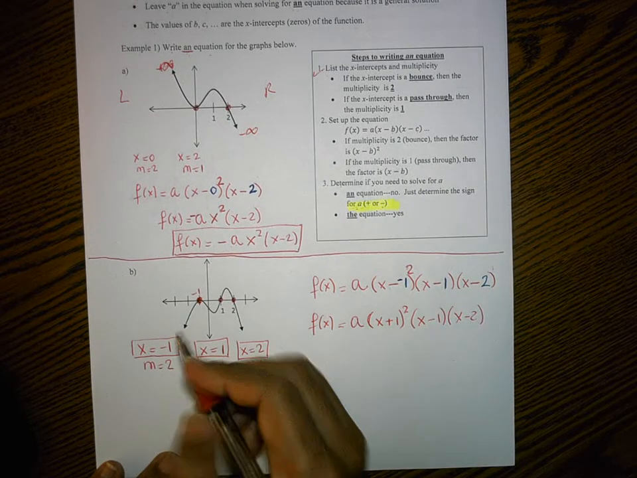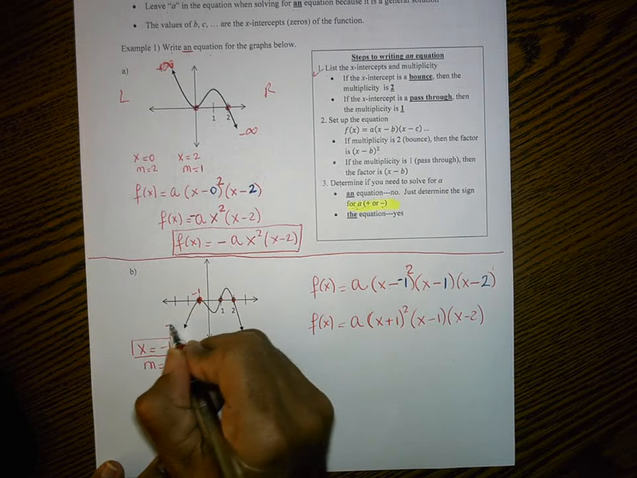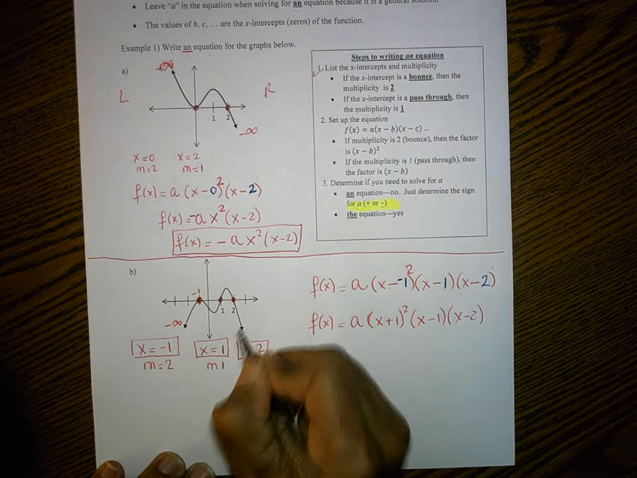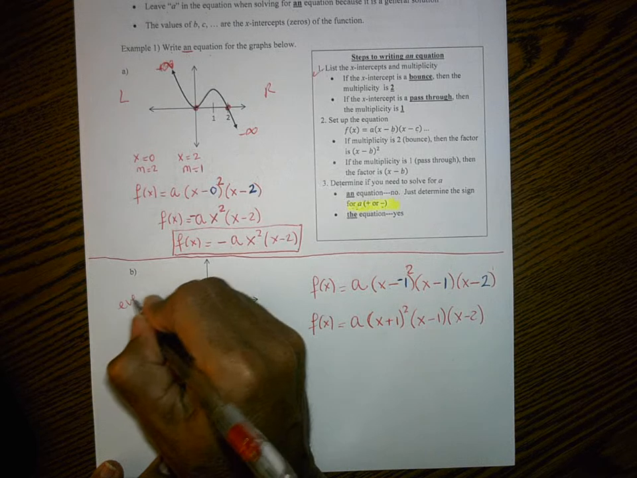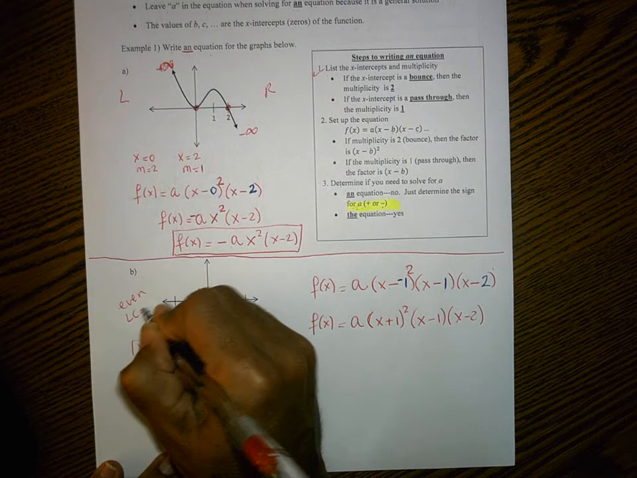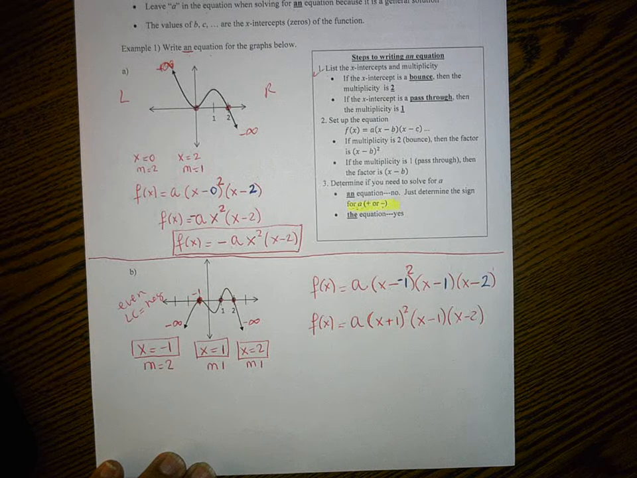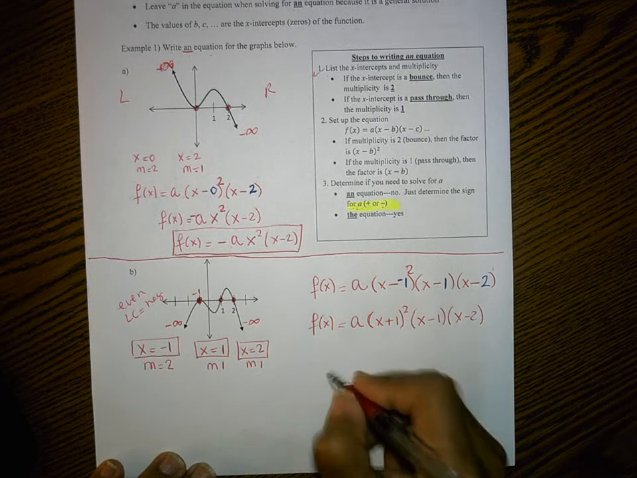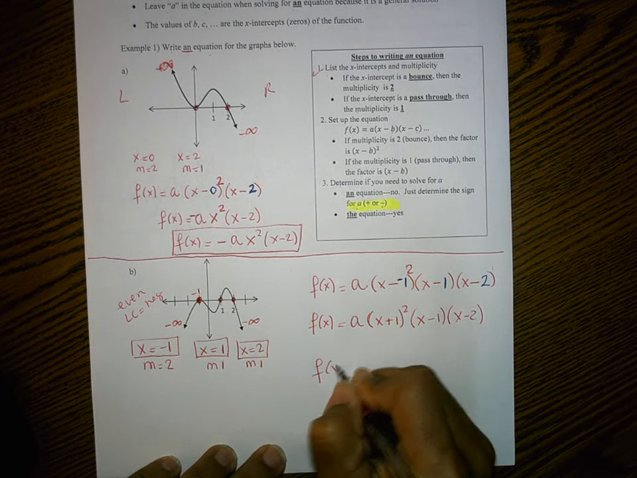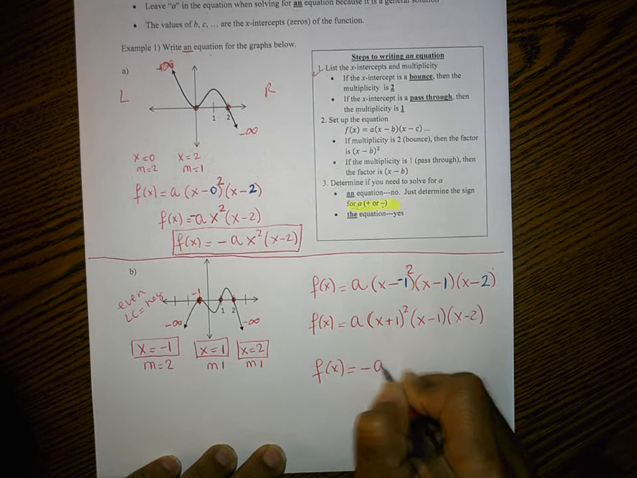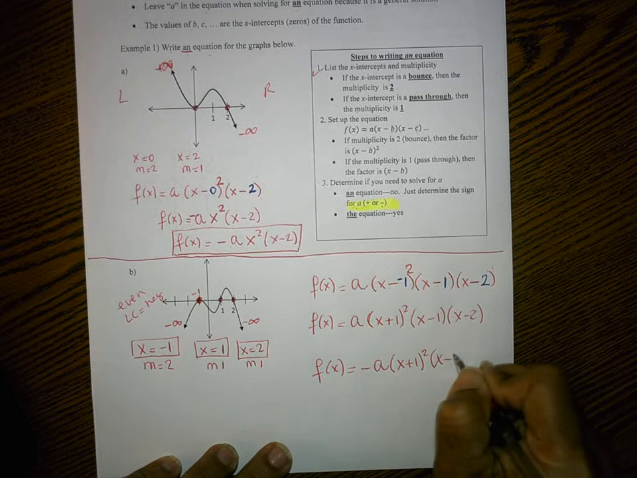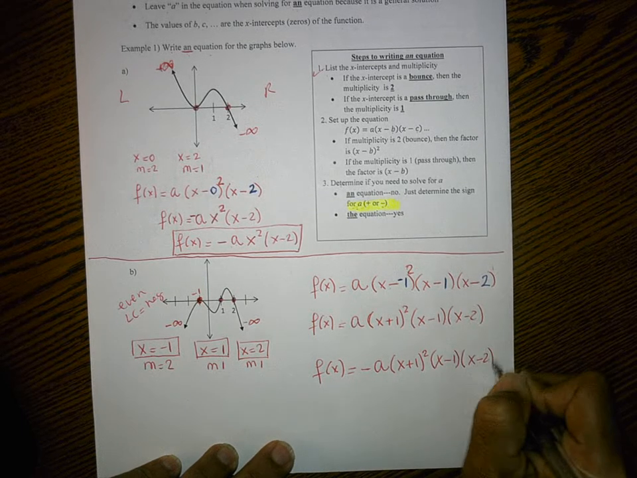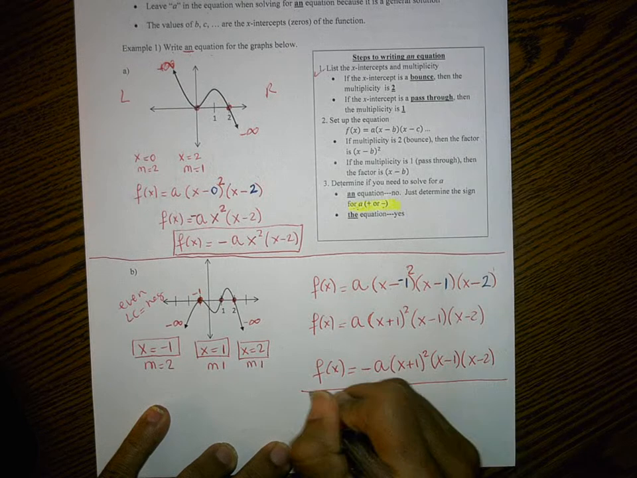Well, it's an even function going both the left going down to negative infinity and on the right going down. So that tells me that it is an even function, but it tells me that the leading coefficient is negative. So we need to make that little a negative. I'll do it one more time. F of x equals negative a times x plus 1 squared times x minus 1 times x minus 2. And there is our final answer.